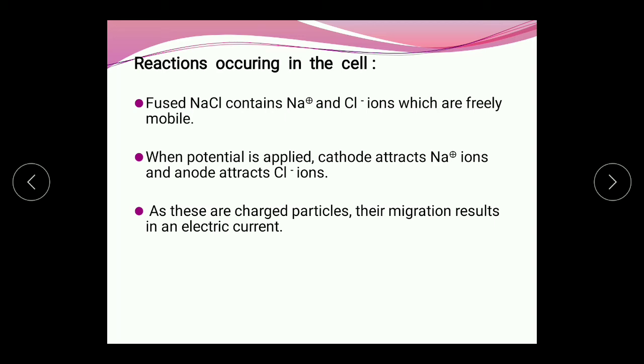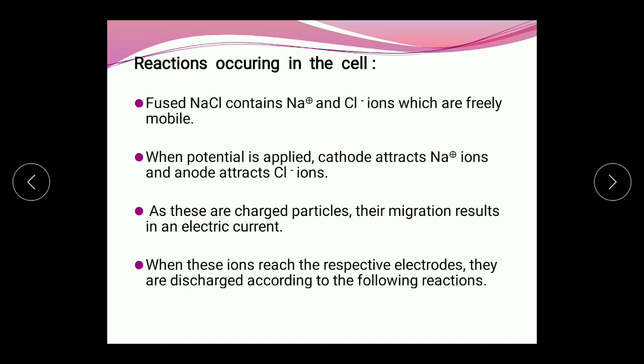Now, as these are charged particles, Na plus and Cl minus, their migration results in an electric current. Movement of charged particles is what we call electric current. And when these ions reach the respective electrodes, they are discharged according to the following reactions. We will just understand what is meant by this. When Na plus reaches the cathode and Cl minus reaches the anode, they get discharged.